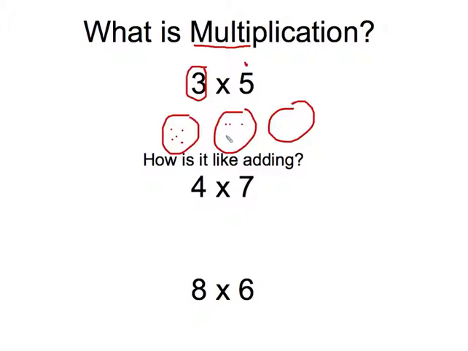1, 2, 3, 4, 5. 1, 2, 3, 4, 5. Notice I have multiples of the same number, 3 groups, and each have 5. With multiplying, you need to make sure you have the same amount in each group.